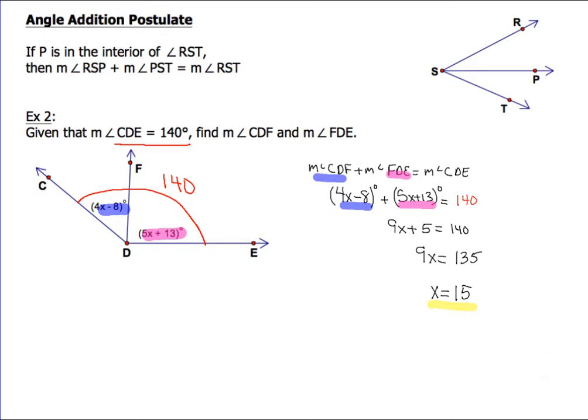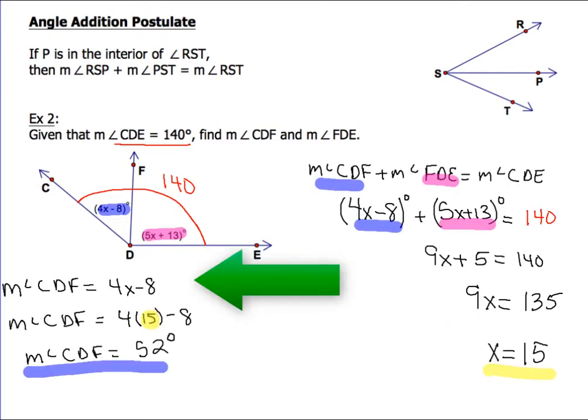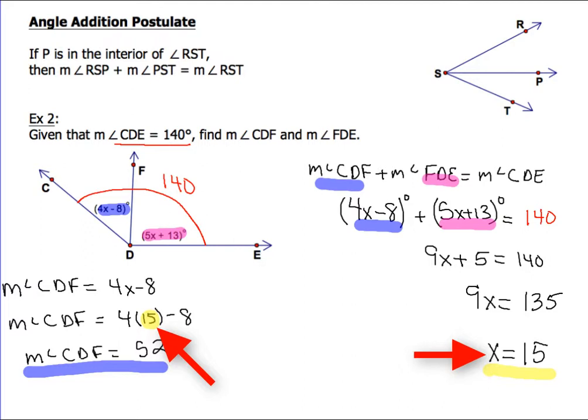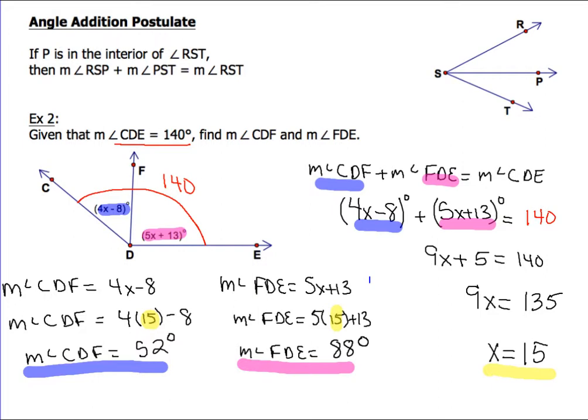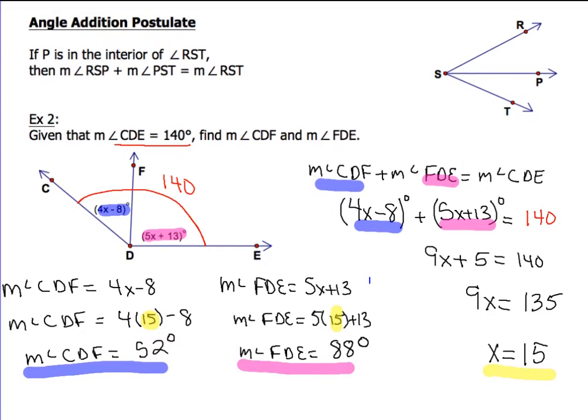By now, you should be understanding how to write the equation to find the value of an angle. If you think you got it, go ahead and hit pause and then come back and see if you're right. First, we're going to find the measure of angle CDF, which is represented by the expression 4x minus 8. Substituting the value of 15 in for x and performing our arithmetic, we end up with the measure of angle CDF being 52 degrees. Now we'll use a similar process to find the value of angle FDE by simply substituting 5x plus 13 for that angle, substituting 15 in for x, performing our arithmetic, and coming up with 88 degrees.